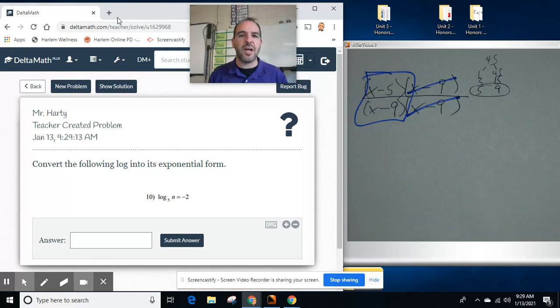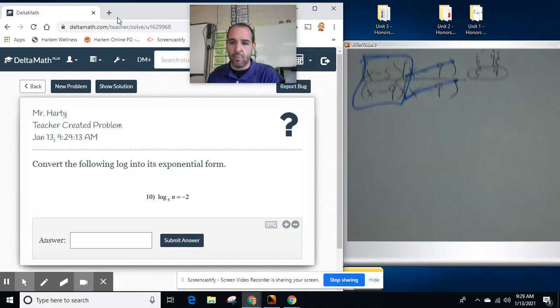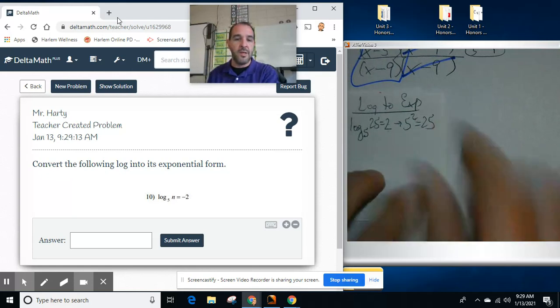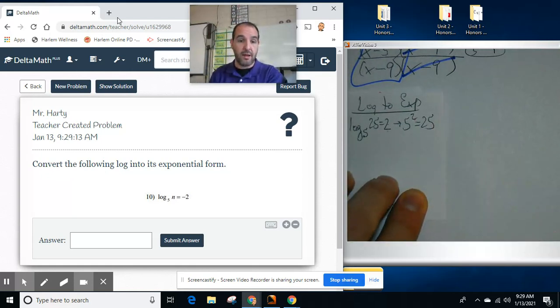Log into exponential. You're like, oh, this is kind of like what we were doing earlier. Yes, except now we're going into the exponent form. So when we were doing that earlier, and we're going to pull that up again. Where is my log to exponent help? See, this is why I put these on note cards, because now I can have them when I need them. So now we're going the opposite way.